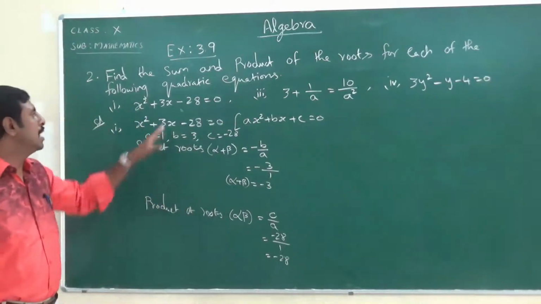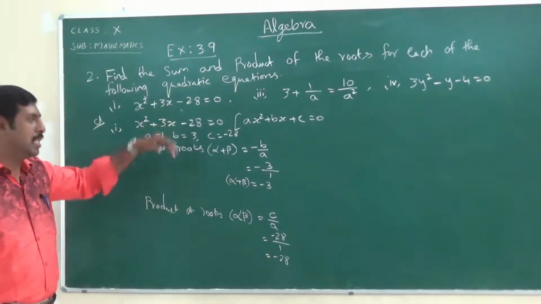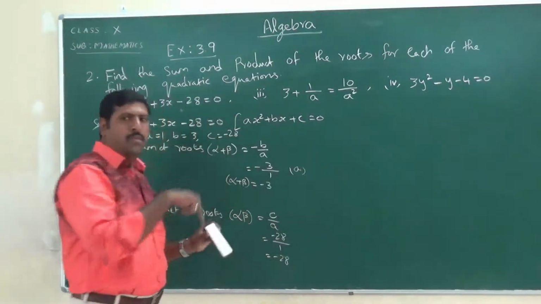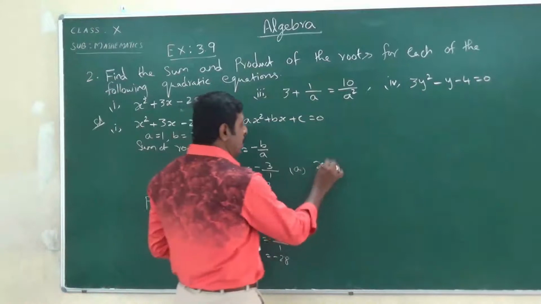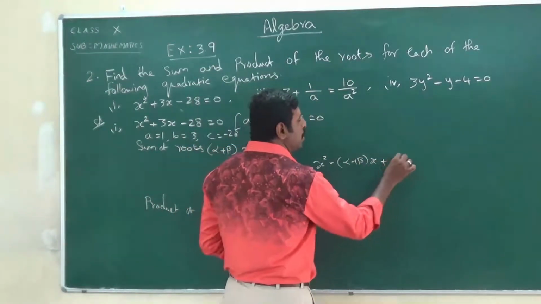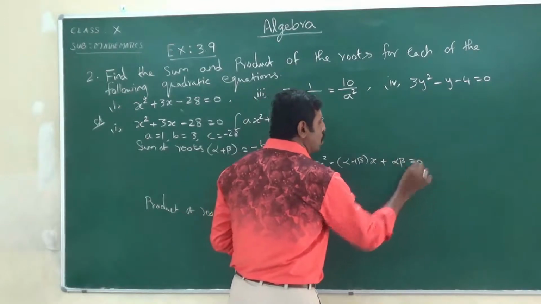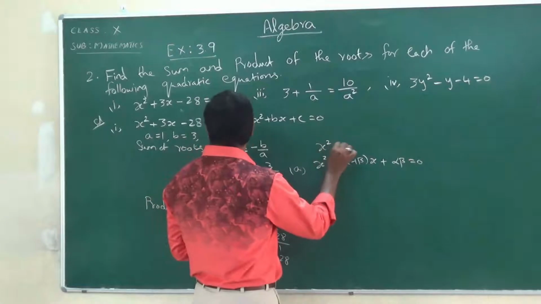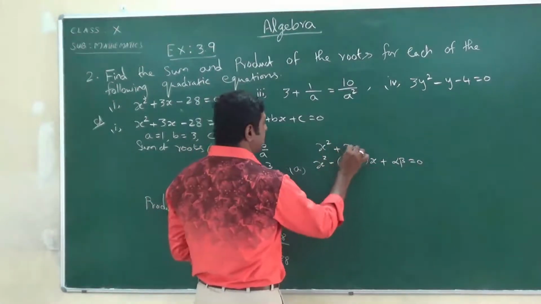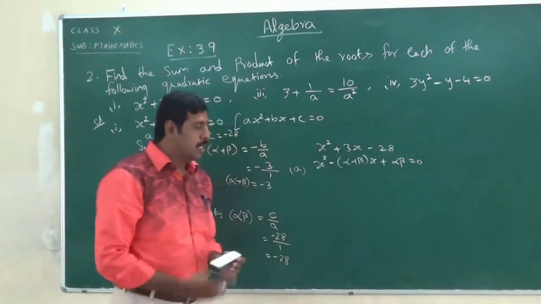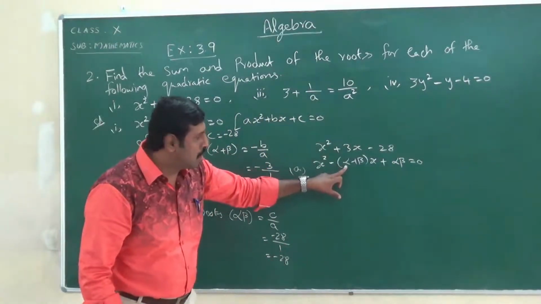Or directly we can find this value by comparing the equation. This is another method. We know the form of a quadratic equation is x square minus sum of the root into x plus product of the root equal to 0, right? Now compare this equation. The given equation is x square plus 3x minus 28. Compare this equation with this form.